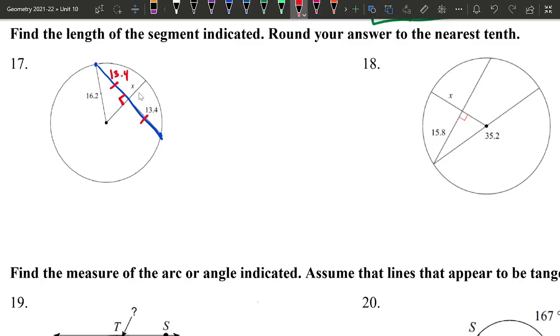And I need to find out what x is. But before I can do that, I need to find out what this other piece is. I'm just going to call this piece A. It doesn't really matter what letters, just I can't call it x. And I see I also have a radius right there. I have a radius of 16.2.